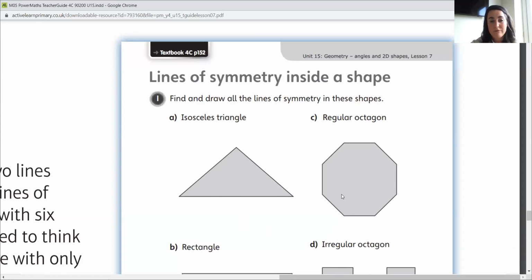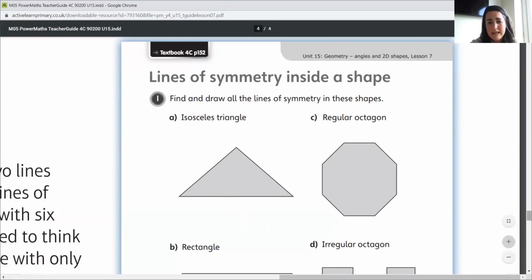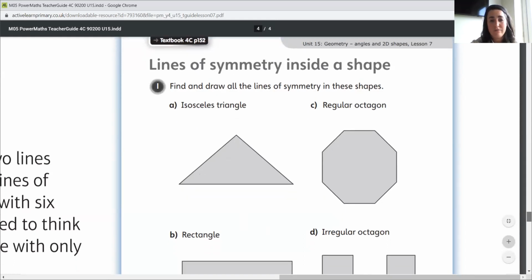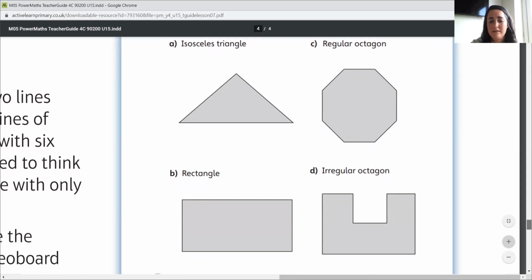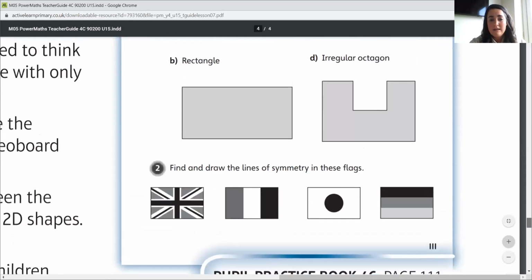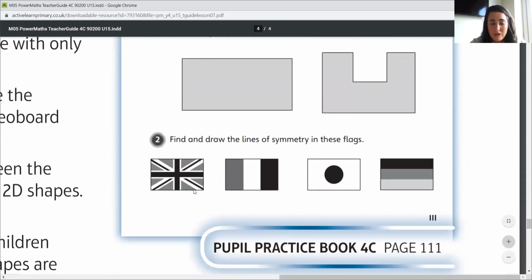Okay, you will definitely need a ruler for this. Can you find the lines of symmetry inside these shapes? Just draw the line neatly. So remember, you're not drawing just one, you're drawing as many as you can find. Okay, so try and do that as neatly as you can. So you've got an isosceles triangle, a regular octagon, a rectangle, and an irregular octagon. Then you need to find and draw the lines of symmetry in these flags.